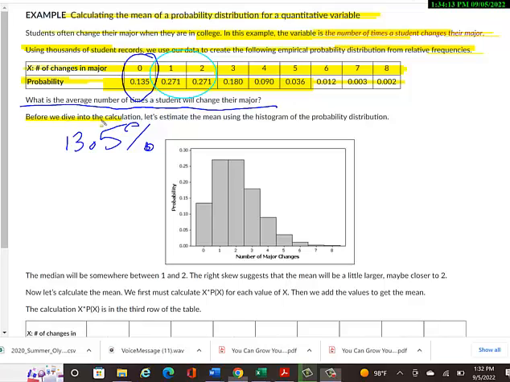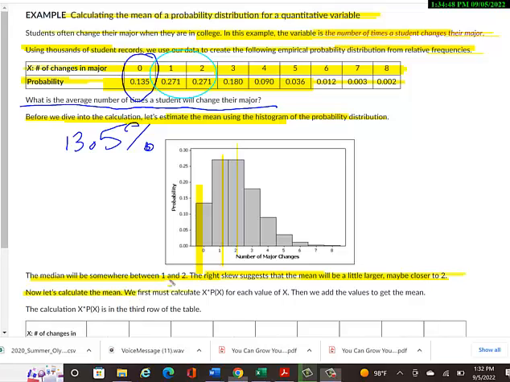Before we dive into the calculation, let's estimate the mean using the histogram of the probability distribution. All we did was take these numbers, the probabilities, and mark them as bars on a histogram between 0.00 and 0.30, because all these probabilities are somewhere in there. The median will be somewhere between 1 and 2, like we said. Those had the highest probabilities. We see that the data is kind of right skewed. I guess in the table we could have seen it, but it's definitely more obvious in the graph. It suggests that the mean will be a little larger, maybe closer to 2.